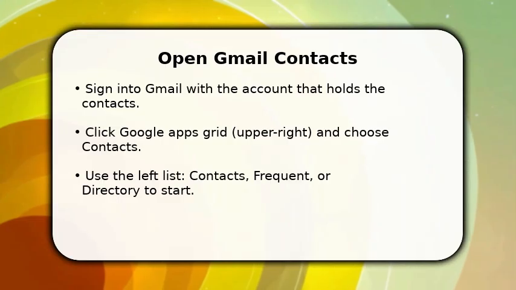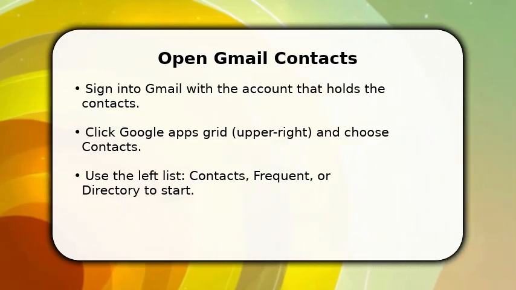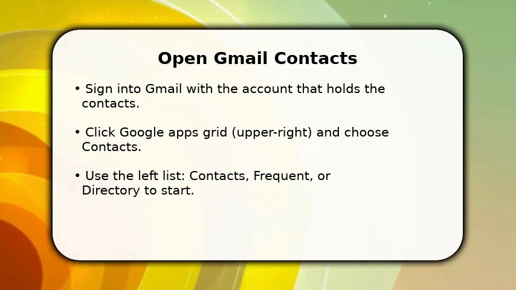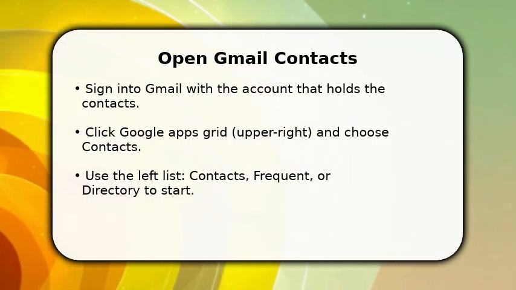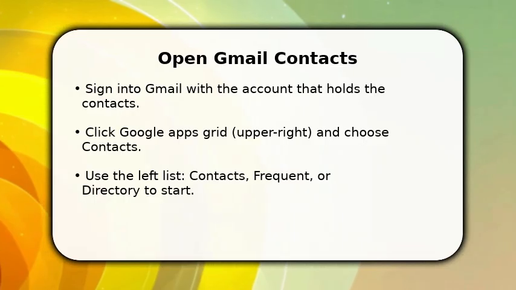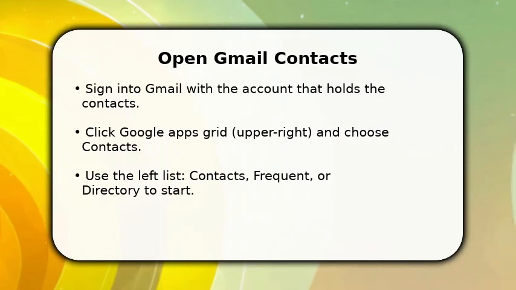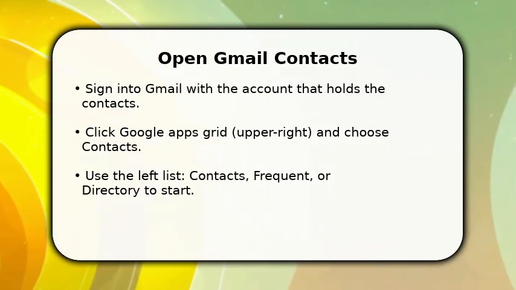You start by opening Gmail and then jumping directly to Contacts. This puts you in the right interface to search. Once signed in, click the Google Apps grid upper right and select Contacts so you see your full list. Make sure you're in the correct account if you manage multiple accounts, otherwise you may search the wrong address book.